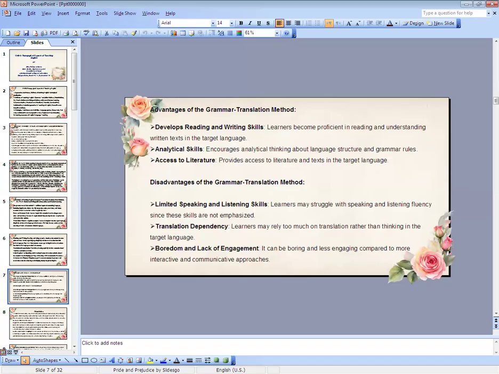So Dr. C.J. Dodson, he has developed the bilingual method. So this method needs L1 and L2, that is the mother tongue as well as a foreign language. The teacher uses both the languages, L1 and L2, in the classroom.